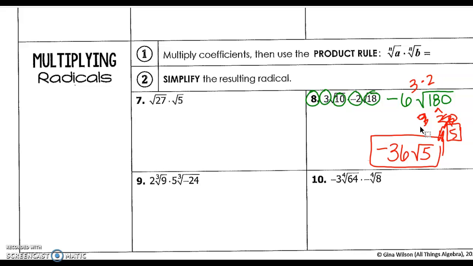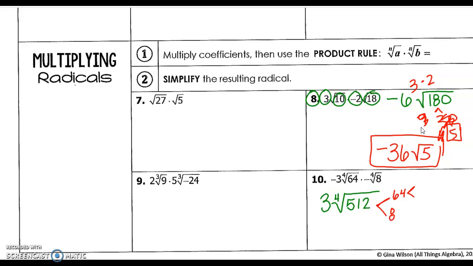So looking at number 10, multiply the outside. Negative 3 times negative would be positive 3. Cube root of 64 times 8 is 512. So now I'm going to break that down. So 512, well, honestly, I'm going to just take it right back to 64 and 8.